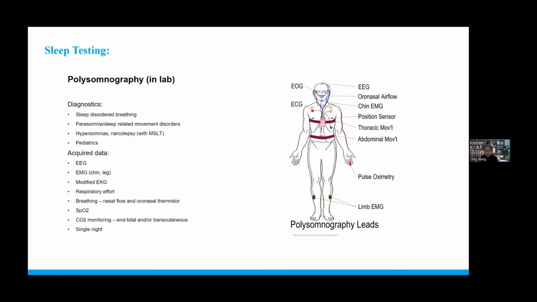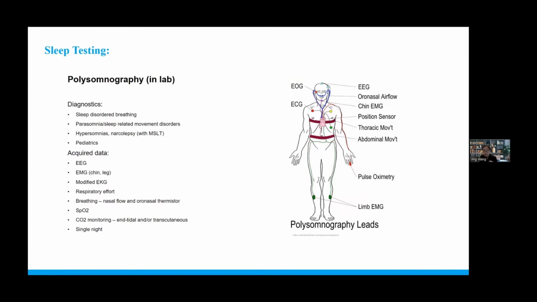As you can see, it can be used for diagnostic purposes, so for looking for sleep disordered breathing, but also for other types of sleep disorders, movement disorders. It's a part of the assessment of hypersomnias and narcolepsy, and it's really the recommended initial test of choice in pediatrics. So in babies and kids, the in-lab studies are preferred compared to home.